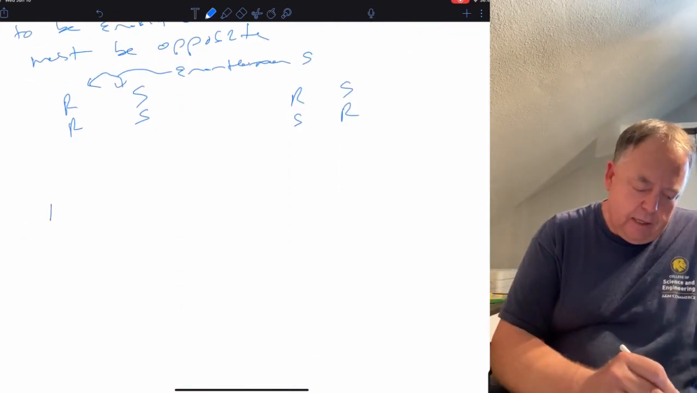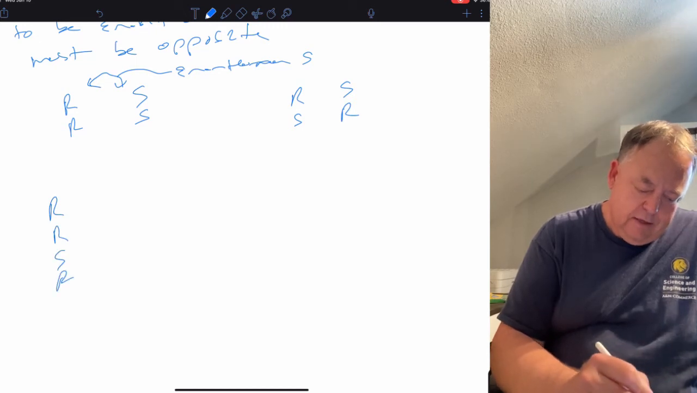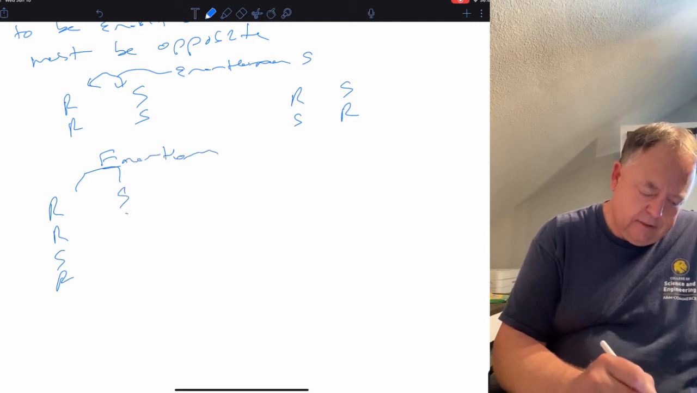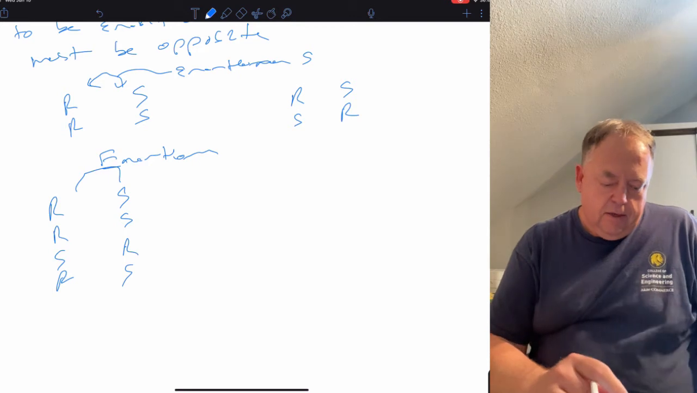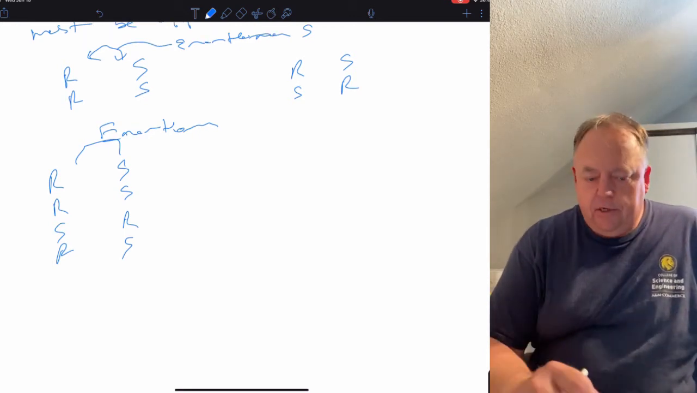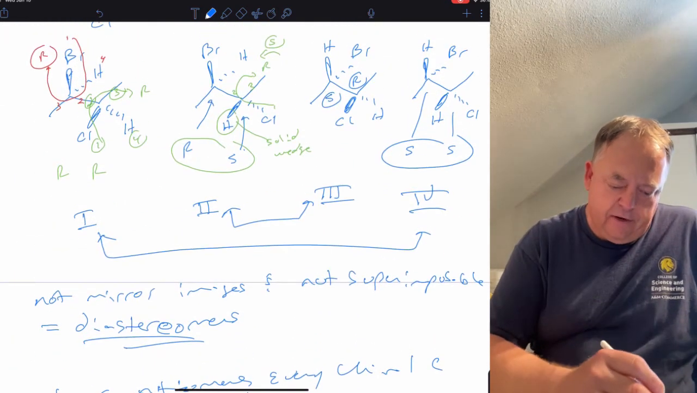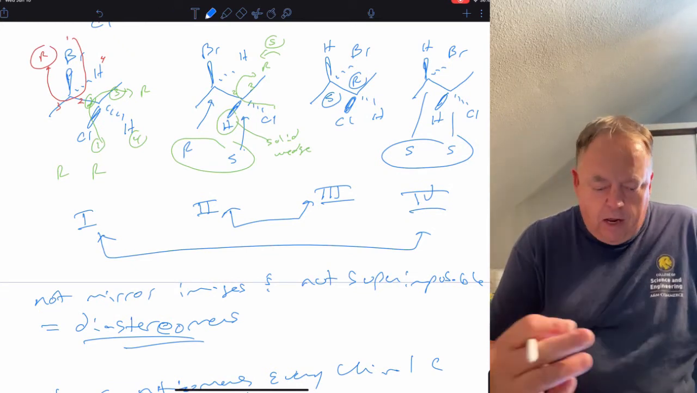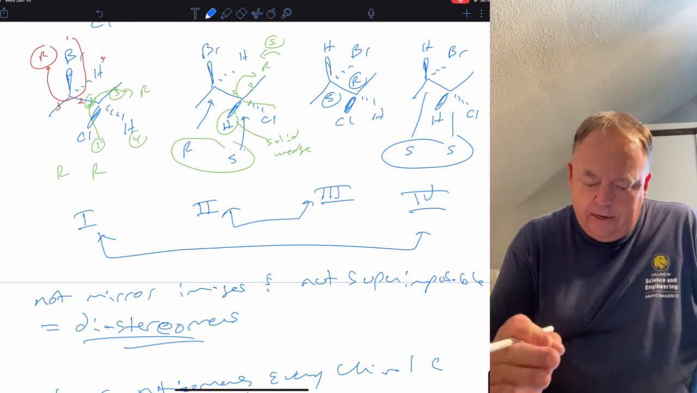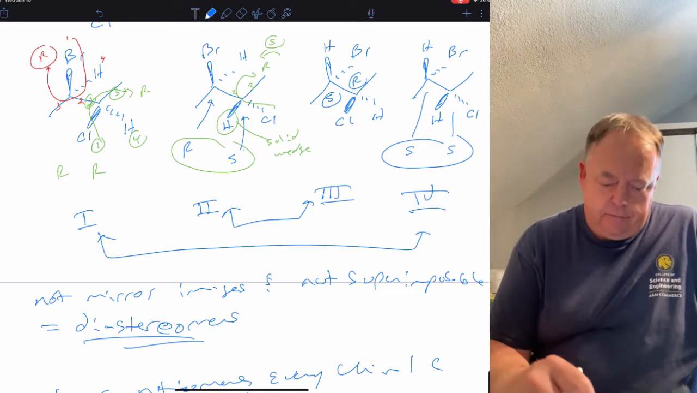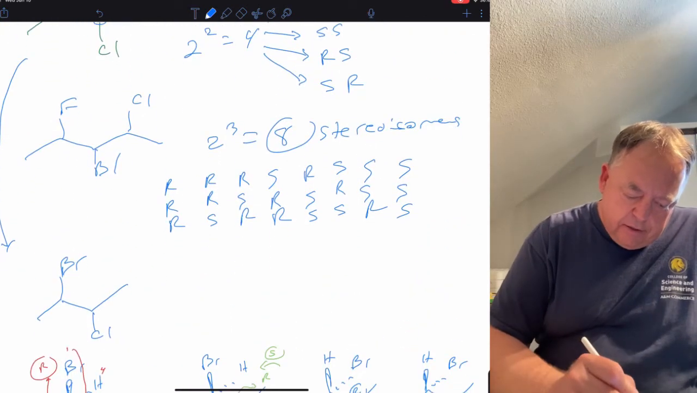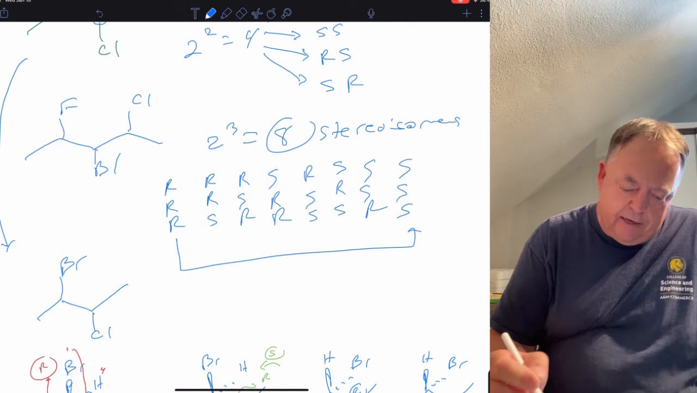So if you had a molecule that was RRSR, its enantiomer would be SSRS. And anything else, they would be diastereomers, right? So if they differ in one chiral center, or more than one chiral center, but not all, if not all of the chiral centers are opposite, then they are diastereomers of each other. So if we go back to this, for example, this is the enantiomer of that.